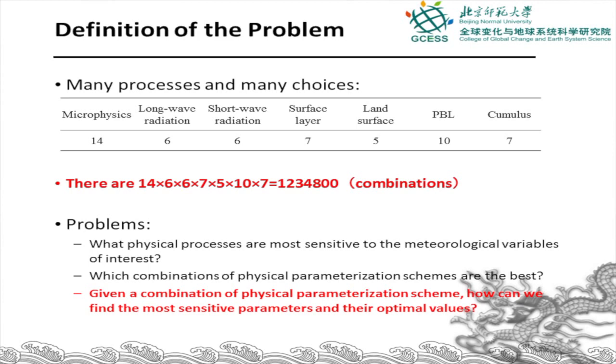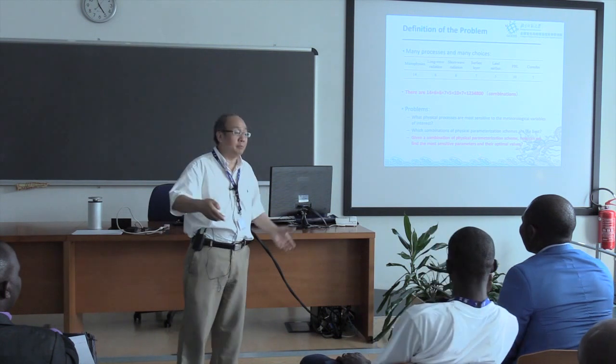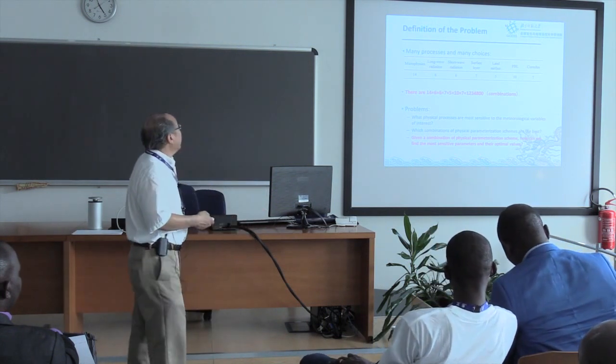We have done some research on creating a physically based ensemble forecast for WRF, but I'm not going to talk about that. Here I'm going to talk about, given a particular combination of physical schemes, how do we find the sensitive parameters, and how do we optimize them? So this is the thing I'm going to talk about here.